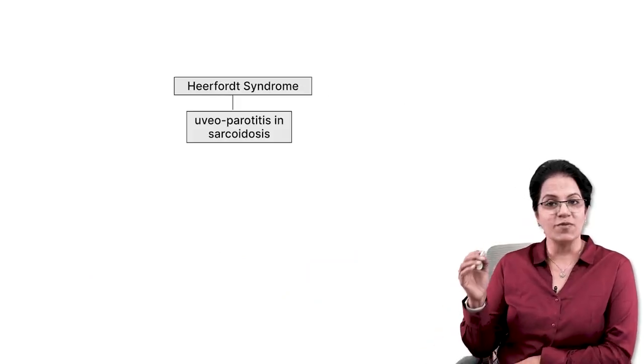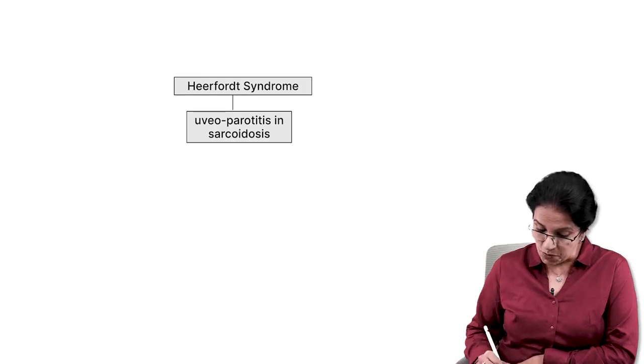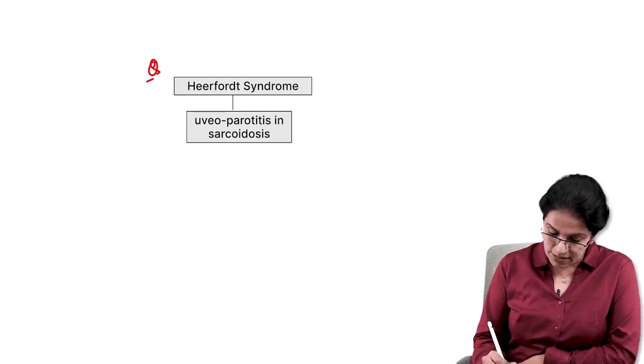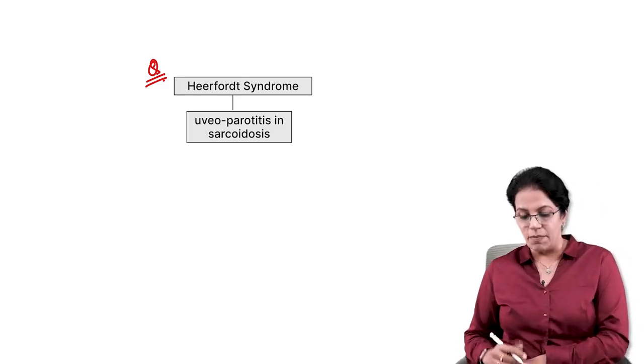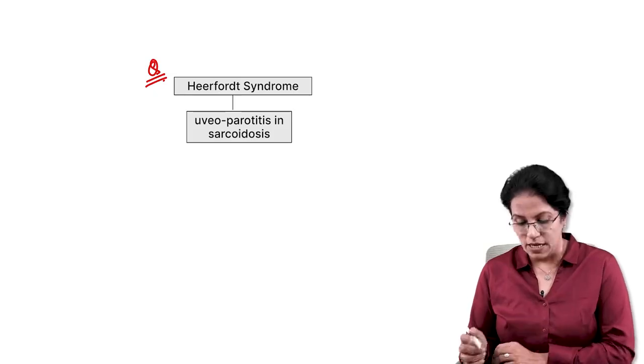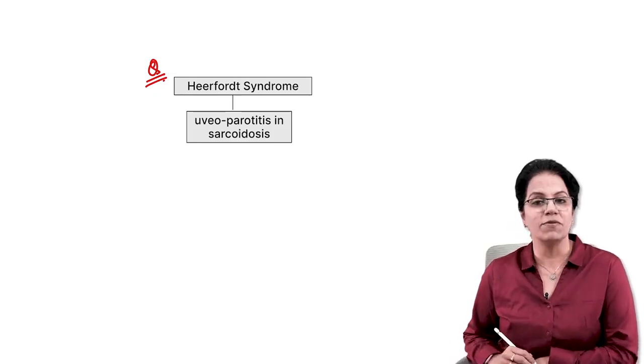Next we talk about, what is Hereford syndrome? They have asked you once in your exam. We put a Q here. It is in sarcoidosis. It is uveitis with parotitis. Okay, parotid gland inflammation in sarcoidosis. This is called Hereford syndrome.